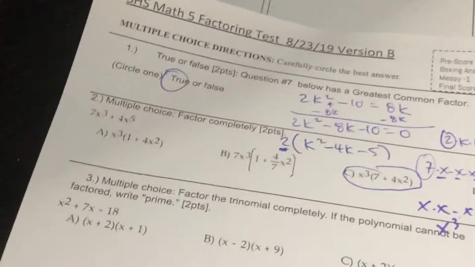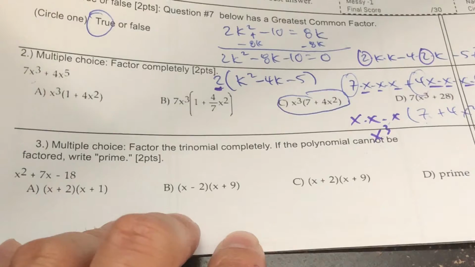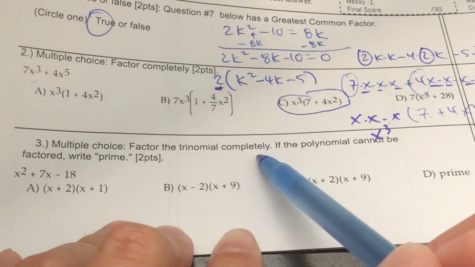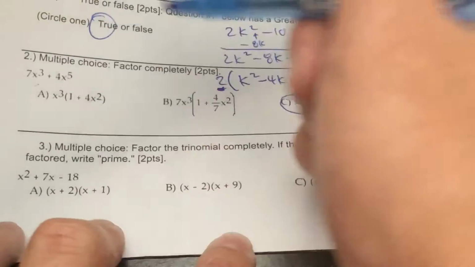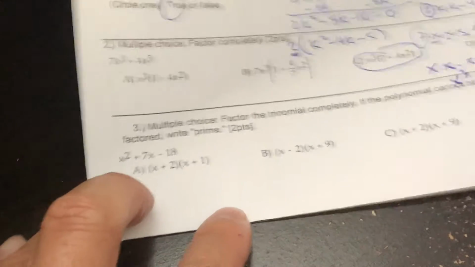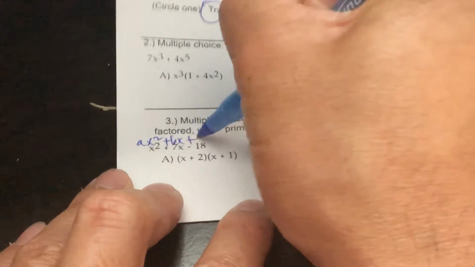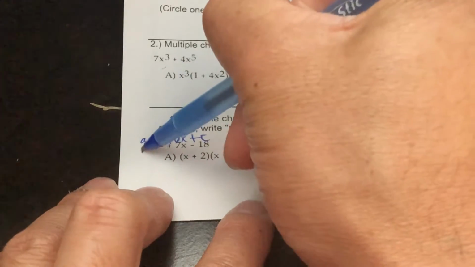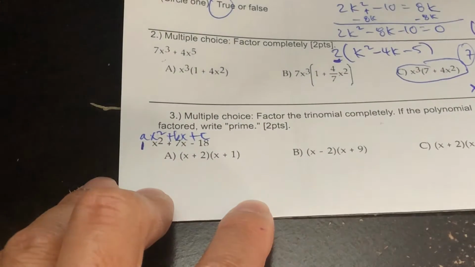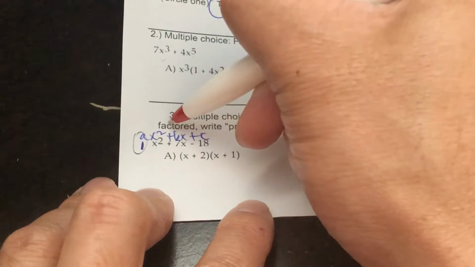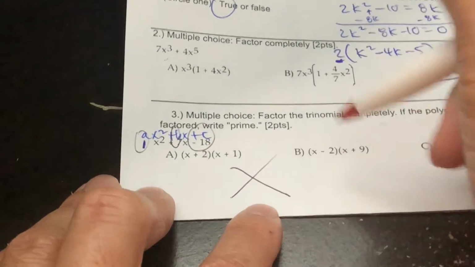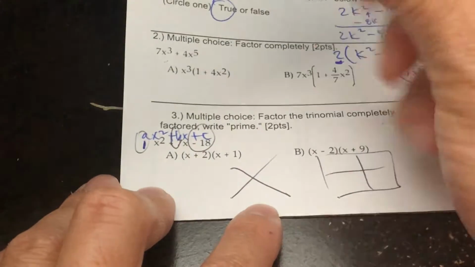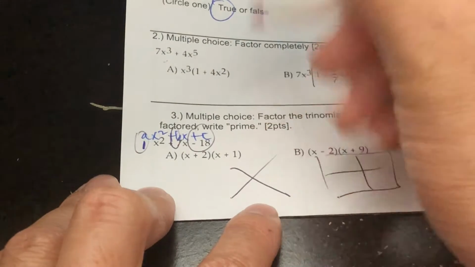Okay, question number 3. Factor the trinomial completely. If the polynomial cannot be factored, write the word prime. So remember, here I have a trinomial, and you can write it as ax squared plus bx plus c. Remember, there's a 1 right here, so that tells you your a value is 1, b value is 7, and your c value is negative 18. And if you do your x in your box, just make sure you know the secret.